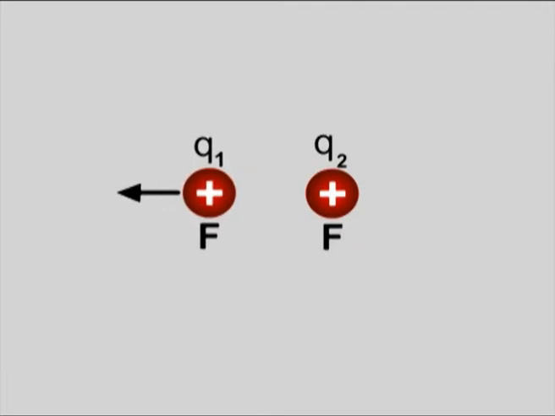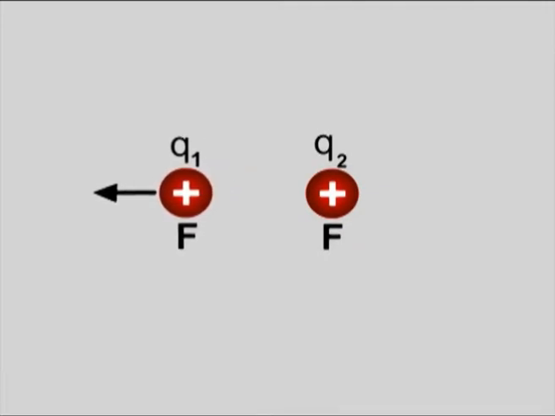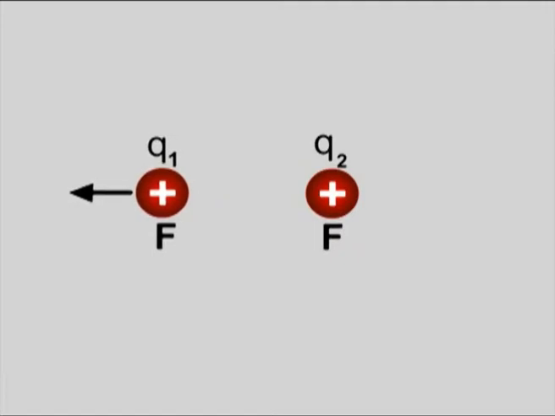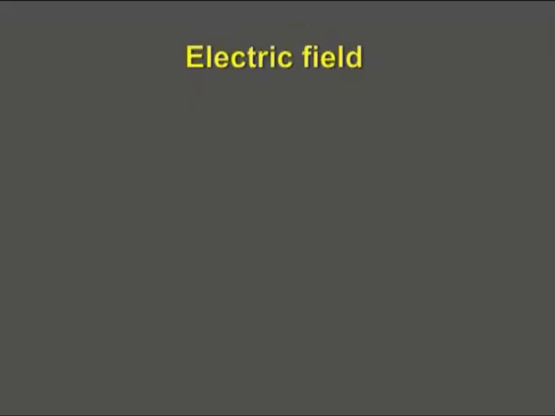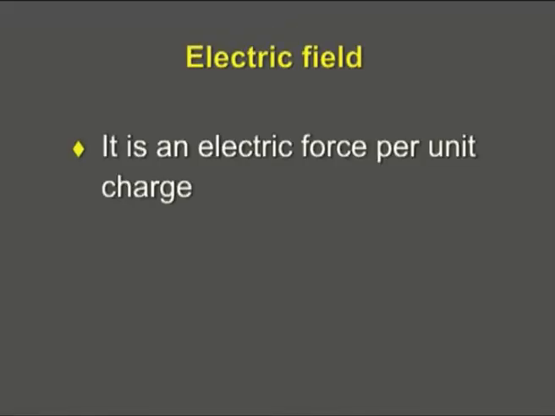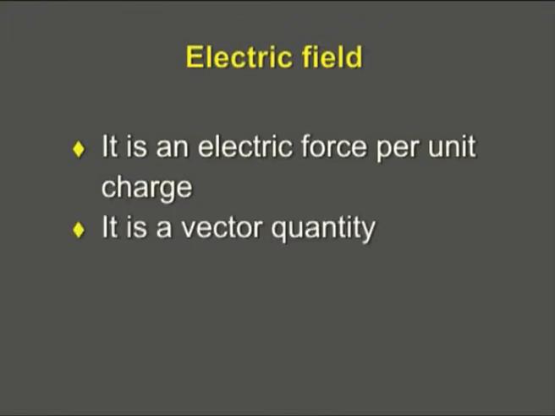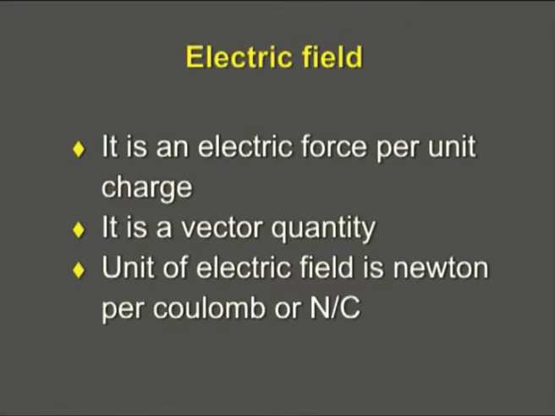The force of repulsion or attraction between electric charges is known as electric force. The space or the field in which the electric force is experienced by a charge is known as the electric force field. Its measure is electric field intensity, or simply the electric field. We define electric field as the electric force per unit charge. It is a vector quantity. The direction of the field is the direction of the force that would be exerted on a positive test charge. The unit of the electric field is newton per coulomb.